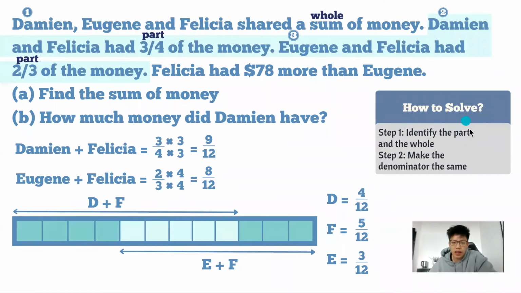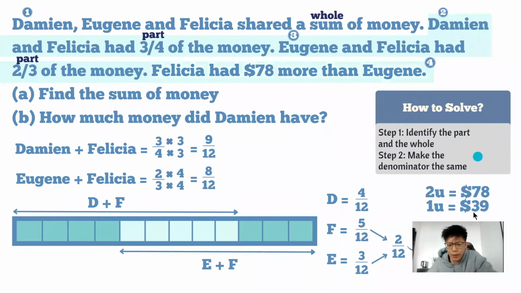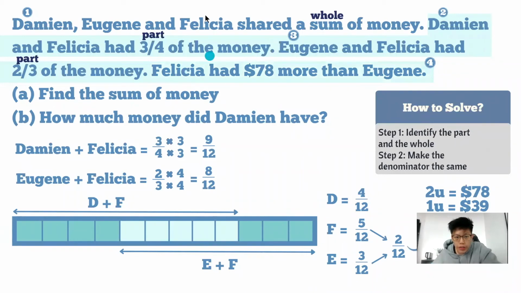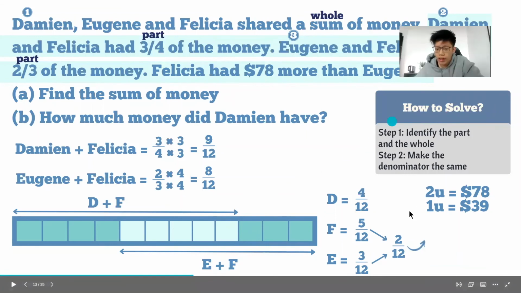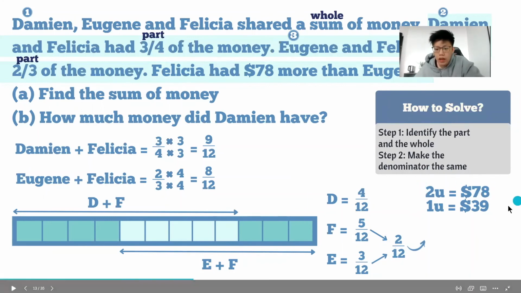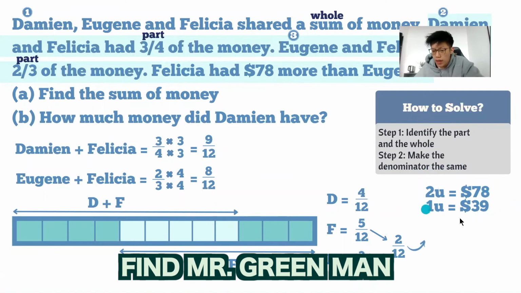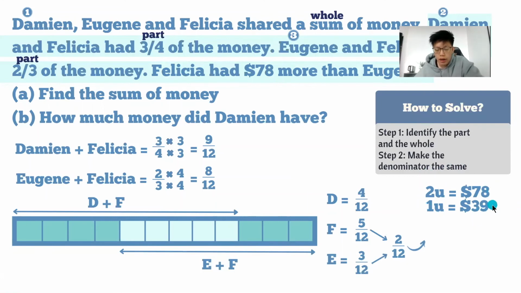Now, once I'm done with this, I can read sentence number 4. I know that Felicia is actually 5 units, right? So 5 units for Felicia, she had $78 more than Eugene. And for Eugene, we can see that it's the last 3 units. Therefore, I can write down that 5 units minus 3 units equals 2 units, and 2 units equals 78. All right, quickly find my Mr. Green Man. 1 unit equals 39.